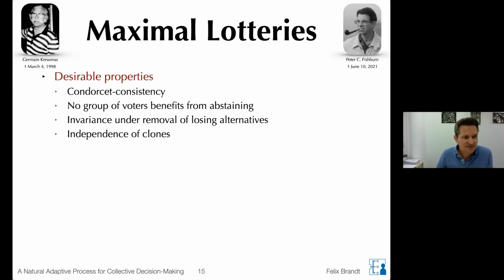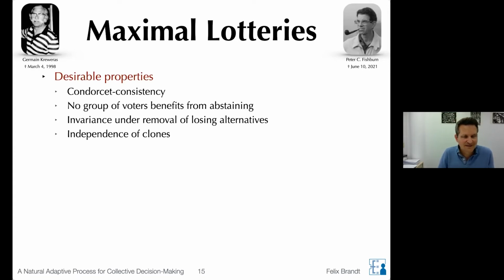Maximal lotteries are also invariant under the removal of losing alternatives. By this, I mean that if you have an alternative that gets probability 0, then we can just remove it, and any lottery that was a maximal lottery will still be a maximal lottery. They also happen to satisfy independence of clones, which is a condition that was introduced by Nicolaus Tideman in the context of deterministic social choice, and this can be extended to the probabilistic setting. And maximal lotteries actually satisfy a stronger version of that, which is called composition consistency.